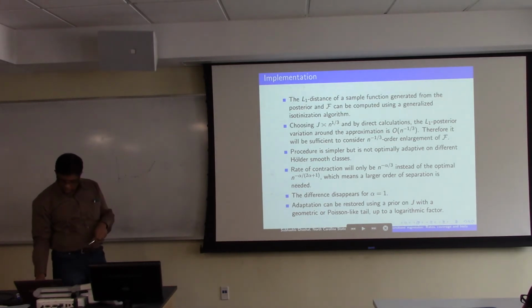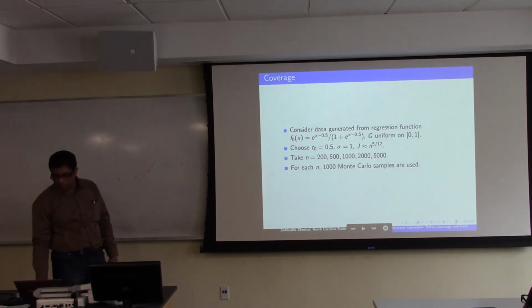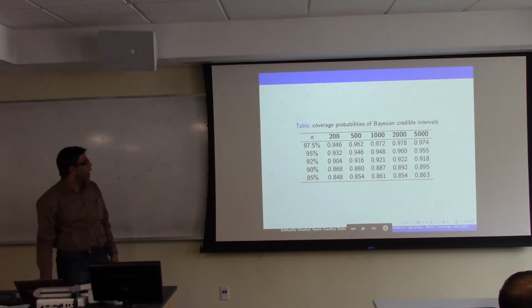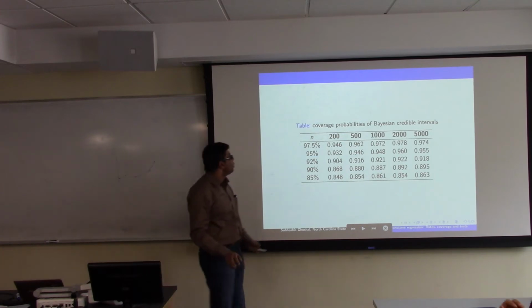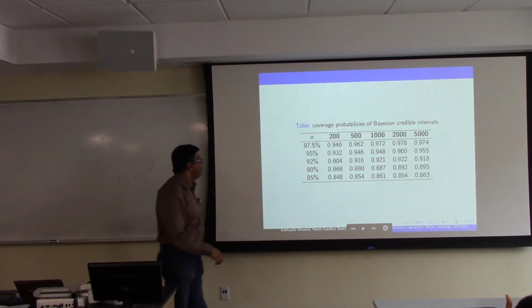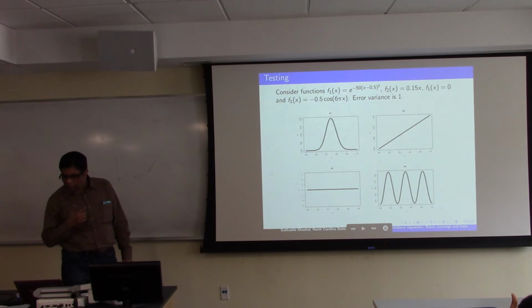I think the rest is numerical, so it doesn't take much time. We compared the Bayesian credible and coverage. In large samples, they are very close to the target. You see, 97.5, you get 97.4, like that. So coverage was done well.